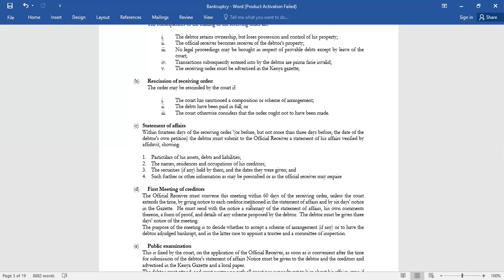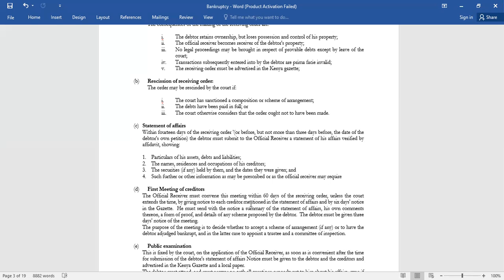Hawa jamaa wana kudai. So the OR must convene this meeting within 60 days of the receiving order, unless the court extends the time. So you can see we are time bound. It should be done within 2 months by giving notice to each creditor mentioned in the statement of affairs. Of course, whatever is disclosed in the statement of affairs will now be guiding the official receiver or the special manager to carry ahead the first meeting with the creditors.